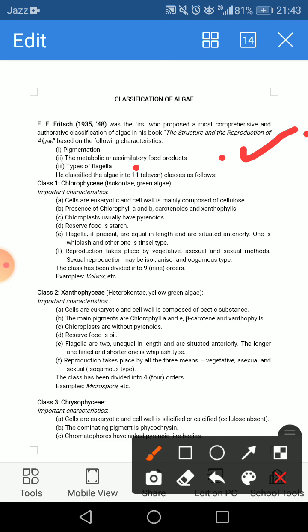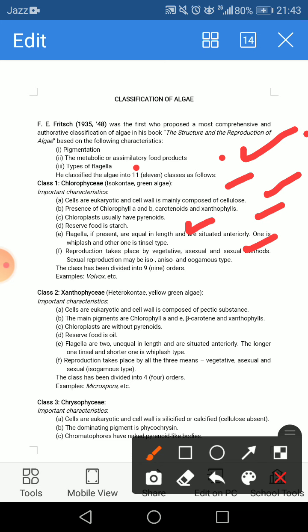He classified the algae into 11 classes as follows. First class is Chlorophyceae, Isokontae, green algae. Important characteristics of green algae are: cells are eukaryotic and cell wall is mainly composed of cellulose, presence of chlorophyll A and B, carotenoids and xanthophylls. Chloroplasts usually have pyrenoids. Reserve food material is starch. Flagella, if present, are equal in length and are situated anteriorly. One is whiplash and the other one is tinsel type flagella.